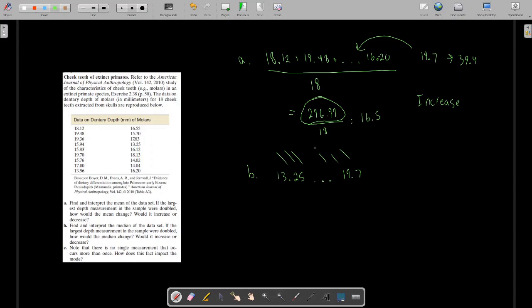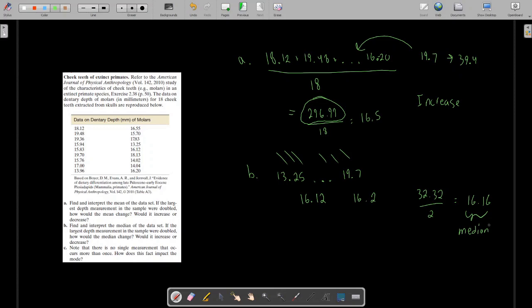And we would find that we have two values in the middle because there is an even number of data values, data points in this set. And the two middle values are 16.12 and 16.2. And so to get the median, we would add these two up and divide by 2 to get the middle value of these two. So when we add them up, we would get 32.32 divided by 2, and that gives us 16.16. And this is our median.